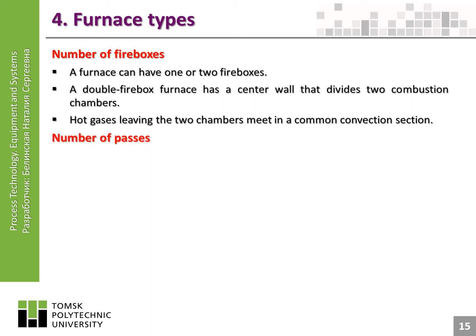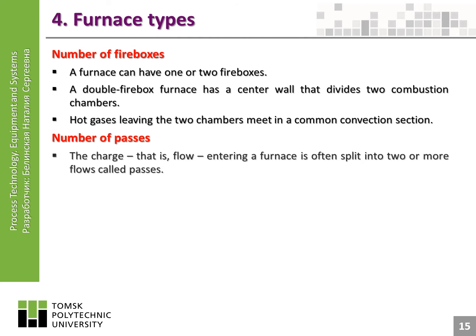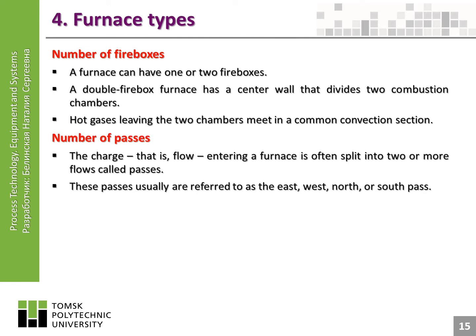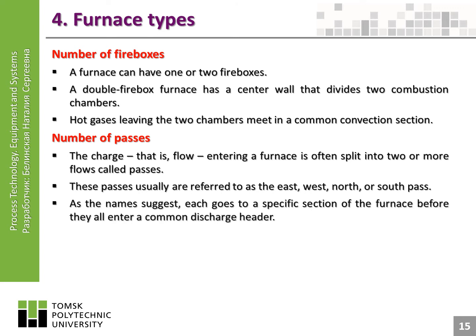Number of passes. The charge, that is, flow, entering a furnace is often split into two or more flows called passes. These passes usually are referred to as the east, west, north, or south pass. As the names suggest, each goes to a specific section of the furnace before they all enter a common discharge header.